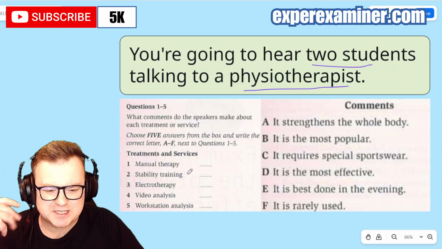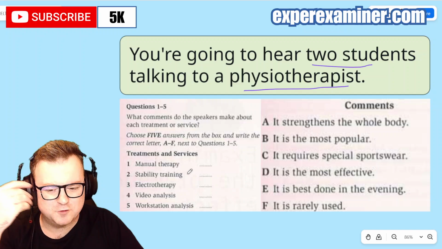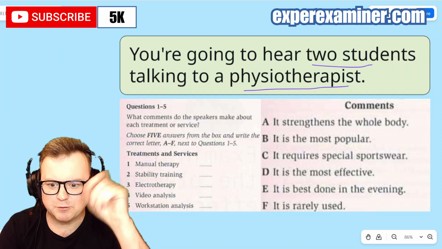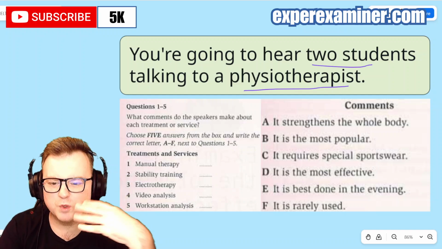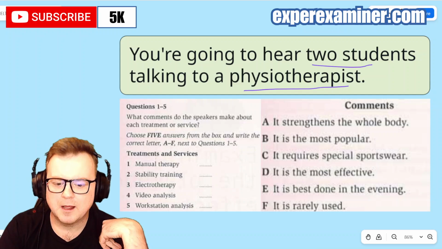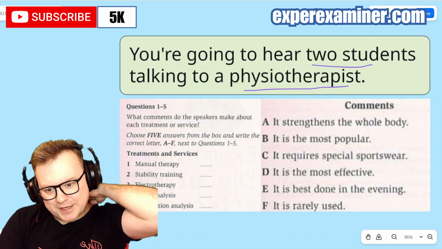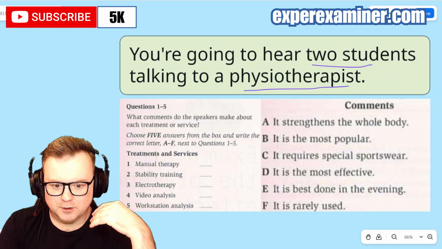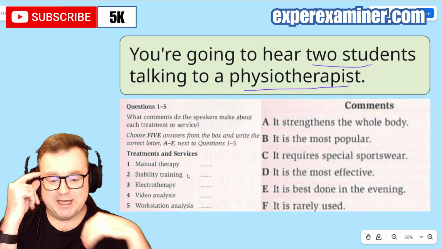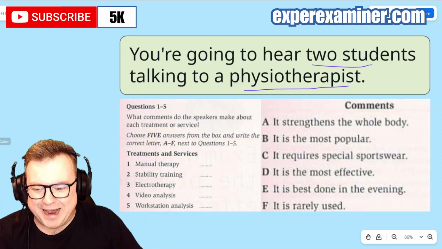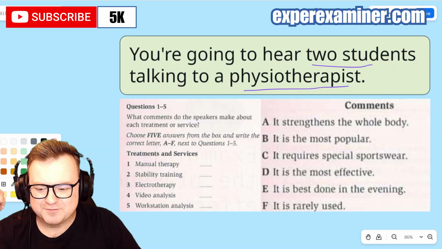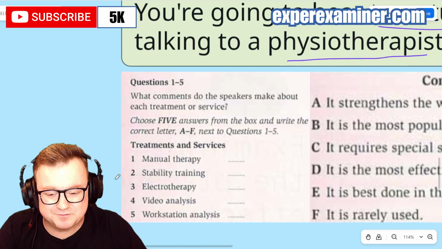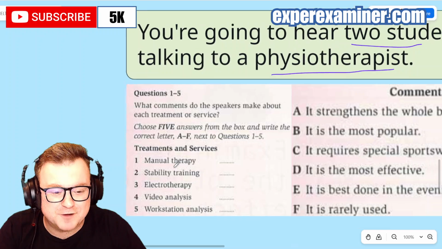But the bad news is that I can't really listen for a word. When we're note-taking, when we're writing down the missing word, we write the word that we hear. But we don't have that here. We can't write the word that we hear because we're not writing any word. We're just writing a letter. And so, again, this paraphrasing is the stuff that's really going to get us through this.